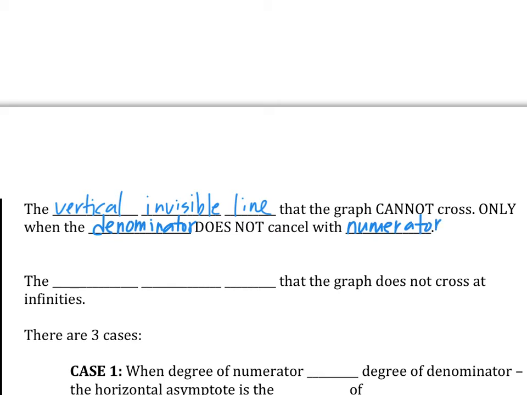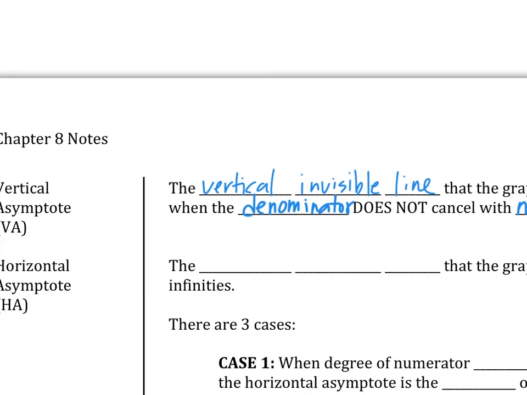So that's vertical asymptote. All the things you graphed yesterday were vertical asymptotes, where nothing in the denominator cancels with the numerator. That's the vertical asymptote. The second one is the horizontal asymptote.